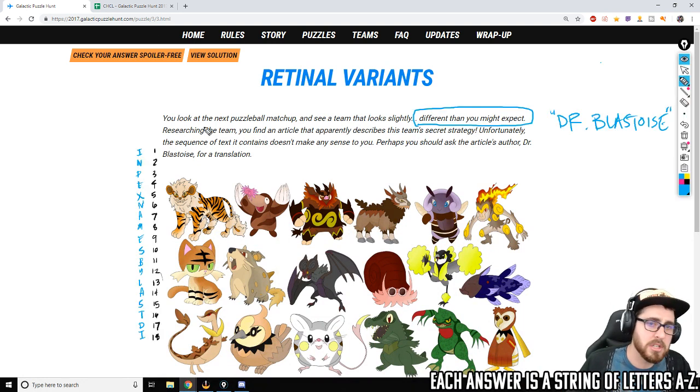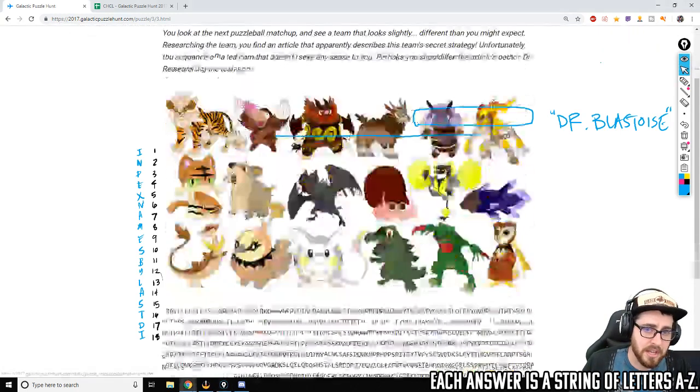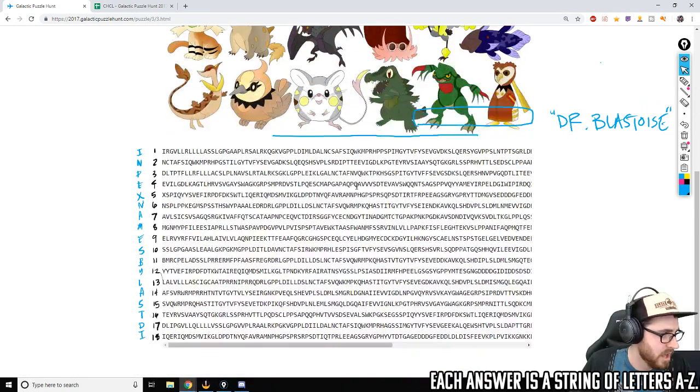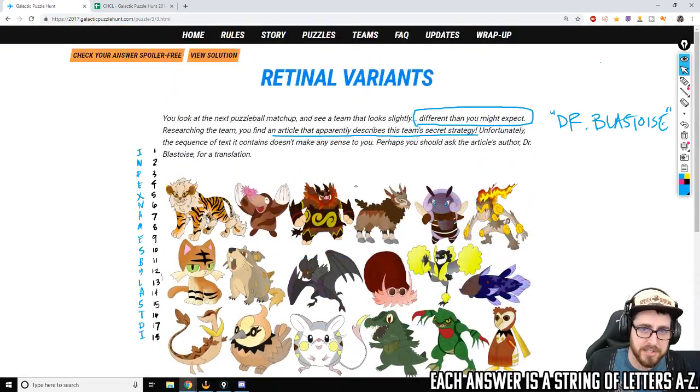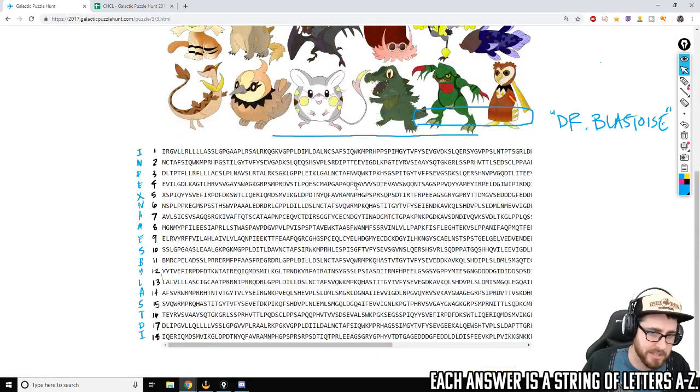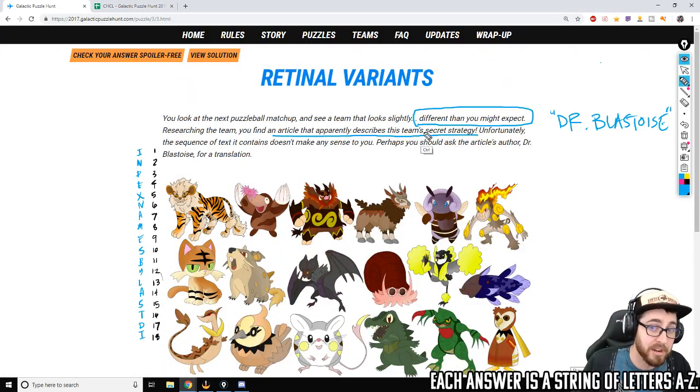Then if we look, researching the team, you find an article that apparently describes this team's secret strategy. This is something that we are making an assumption about. The assumption we're making is that the article it's discussing is the article down here, all this jargon. And it seems to suggest as much. Unfortunately, the sequence of text that it contains doesn't make any sense to you. So it's kind of suggesting that that's exactly what that is, but there could be something there.